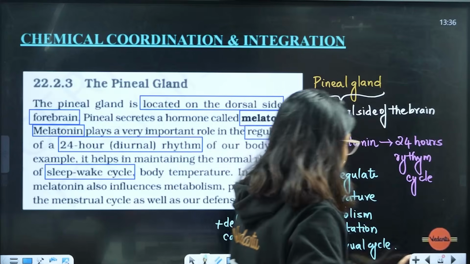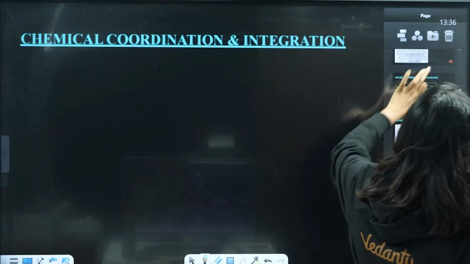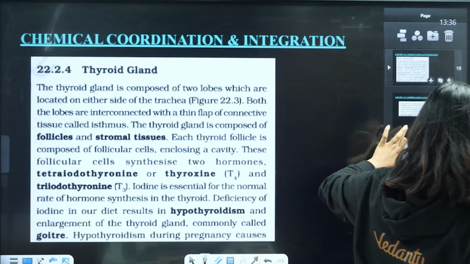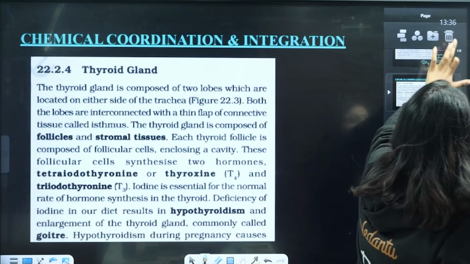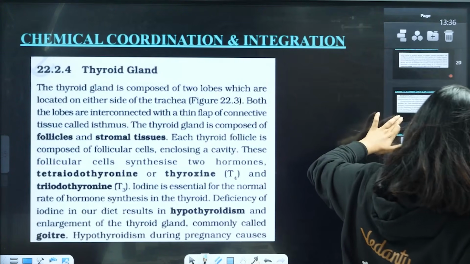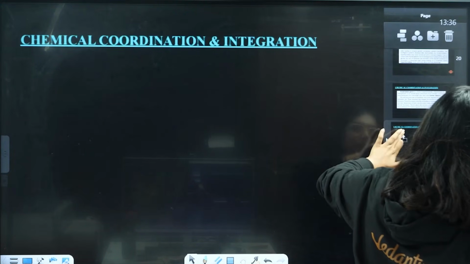Okay, defense capabilities. Done, ma'am. Understood. Okay, here space was there, students. It's okay. Okay, now we will start with thyroid gland. And this I will duplicate.